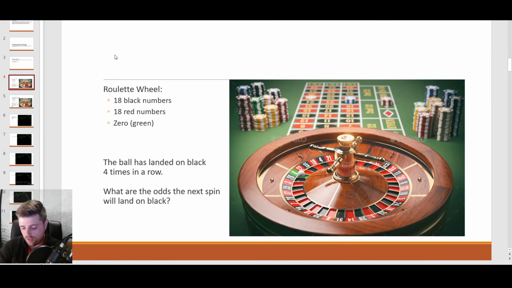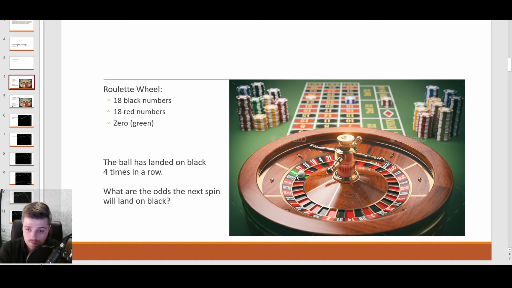Now, a roulette wheel, for those of you who haven't gone to the casino, just has 18 black numbers and 18 red numbers and a 0, which is represented in green. Here's a quick question I want everyone to answer in the chat room. If the ball has landed on black 4 times in a row, what's the odds on the next spin that it's going to land on black? Ignore the fact that 0 is there. Ignore the green. Let's pretend it's all black and red. What are the odds that on the next spin we're going to land on black?